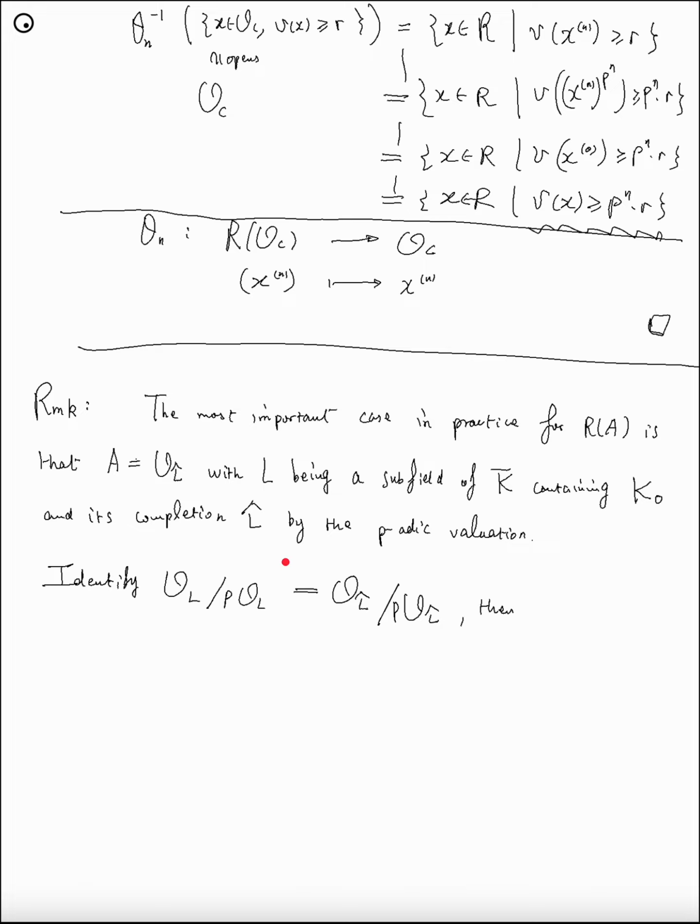Then so I put this as a sub-exercise. Then R of O_{L hat} is the same as R of O_L quotient by p O_L, also the same as O_{L hat} quotient by p O_{L hat}. Okay, so sketch a proof of the sub-exercise.